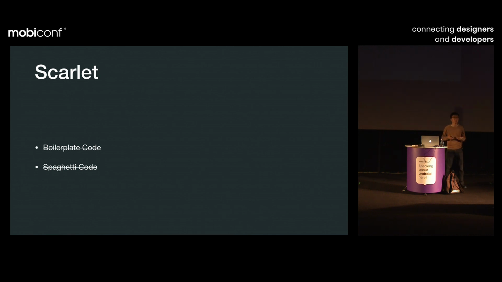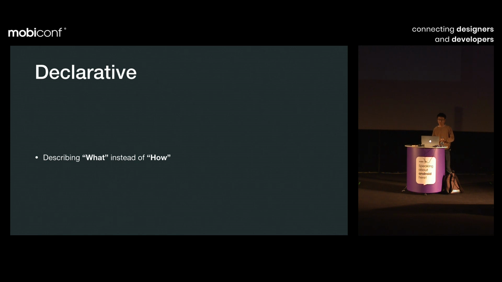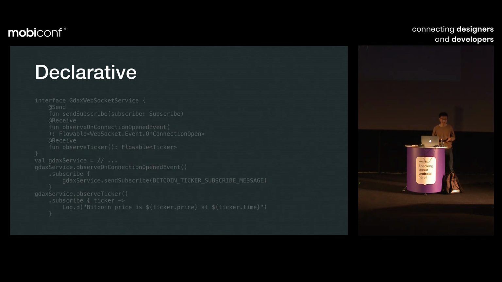So that's why we created Scarlet. Scarlet is the first WebSocket library on Android that minimizes boilerplate code and spaghetti code that you need to write. It's declarative, so you can just describe what the endpoint looks like, and Scarlet will implement it for you. It reduces boilerplate code to as little as 10 lines of code.